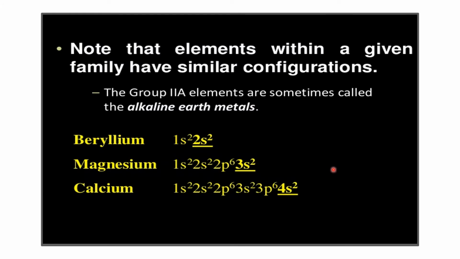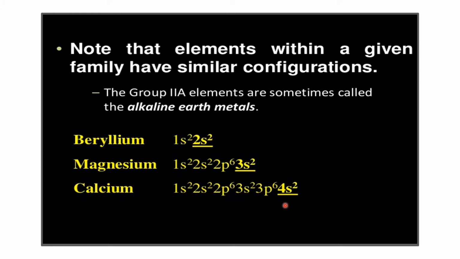Now the elements within a given family will have similar configuration, as you have seen for the 1A group. In the same way, group 2A elements have the same outermost electronic configuration. For example, the elements present in the second group, 2A group, are beryllium, magnesium, calcium, strontium, barium, radium. When you write their electronic configuration, the first element is beryllium, whose atomic number is 4, and electronic configuration is 1s2, 2s2. The next element, magnesium, with atomic number 12, and electronic configuration 1s2, 2s2, 2p6, 3s2. Then calcium, atomic number 20, electronic configuration 1s2, 2s2, 2p6, 3s2, 3p6, 4s2.